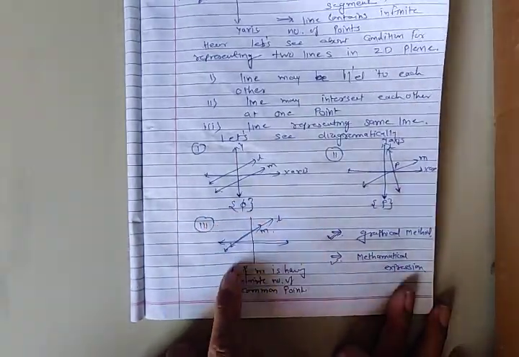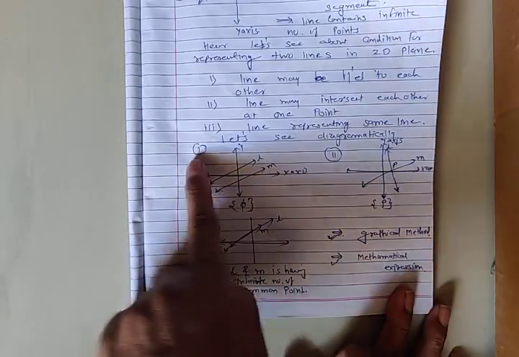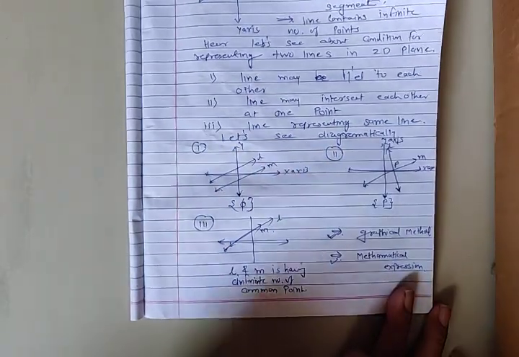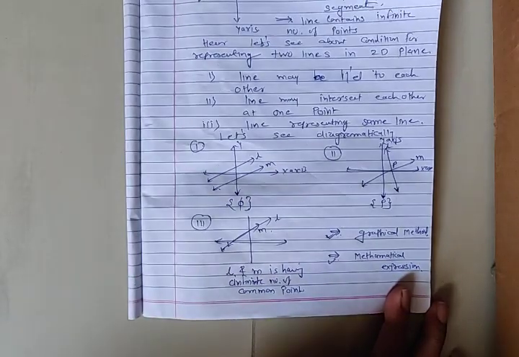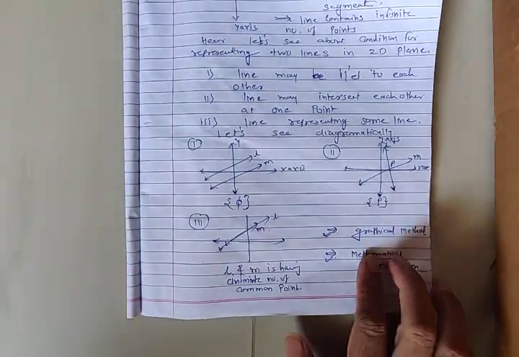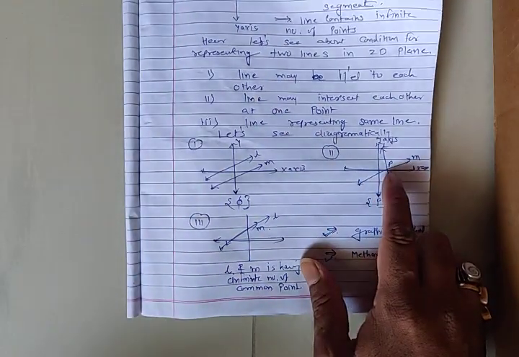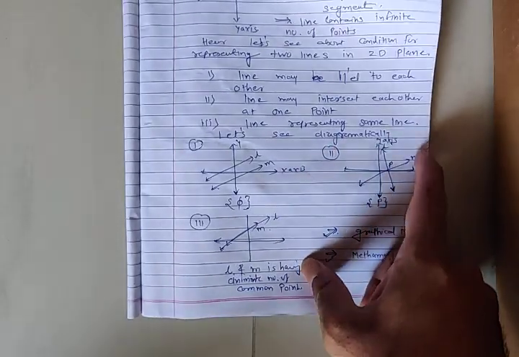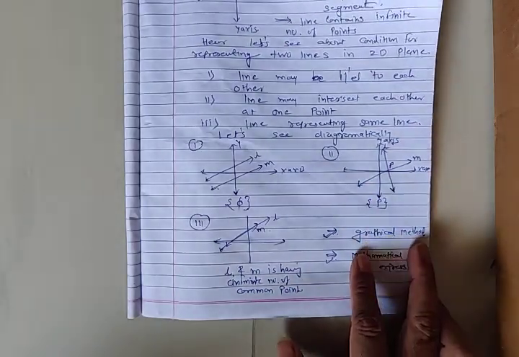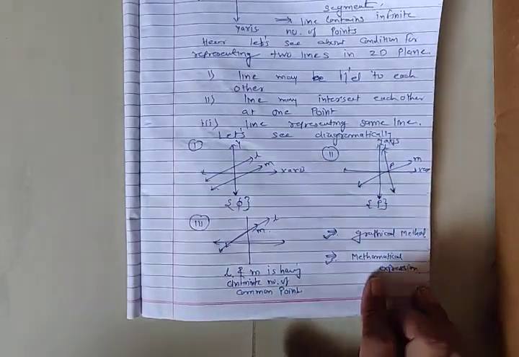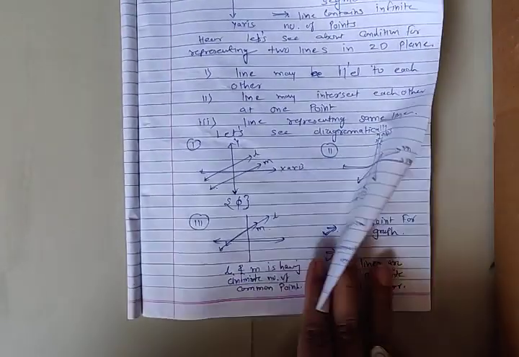There are a total of 2 methods to find out whether it is condition 1, 2 or 3. Here we are going to see particularly condition number 2, where the lines intersect at one particular point. Maximum questions in the exam are going to be asked pertaining to this condition. One is graphical and the other is the mathematical expression. The mathematical expression is always going to be asked from condition number 2.